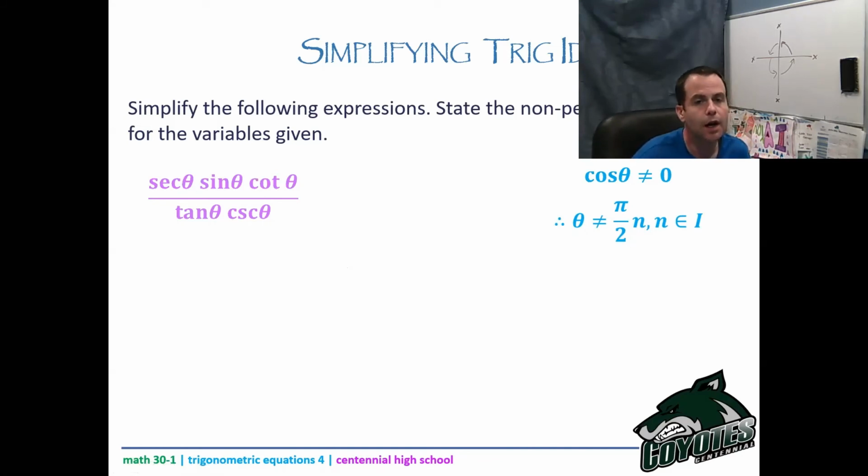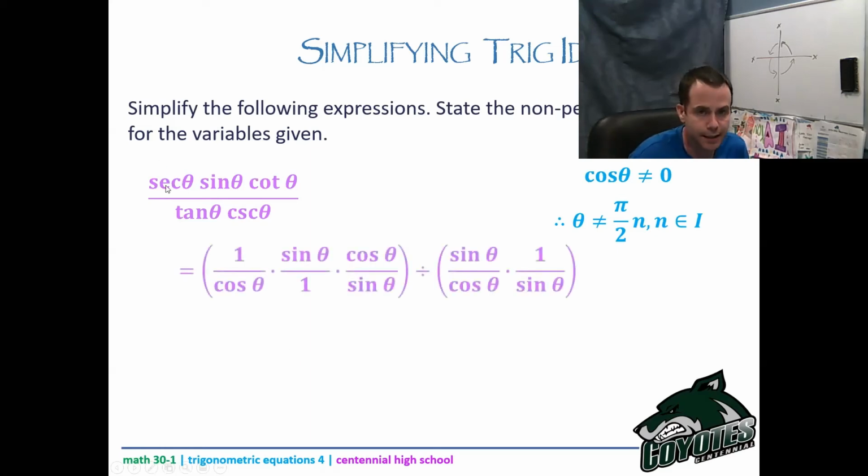Now, I'm going to write this as a left to right division statement, and while I do that, I'm going to kind of switch these to sine and cosine. So my secant here is 1 over cosine of theta times sine of theta over 1 times cos of theta over sine of theta. Then I divided by tan, which is sine of theta over cos of theta, times cosecant, which is 1 over sine of theta. Now this looks messy, but it cleans up very, very nicely.